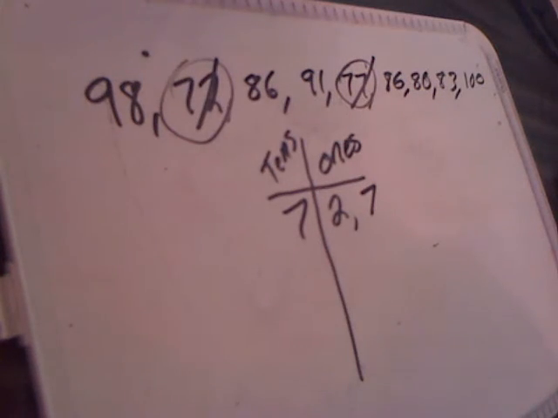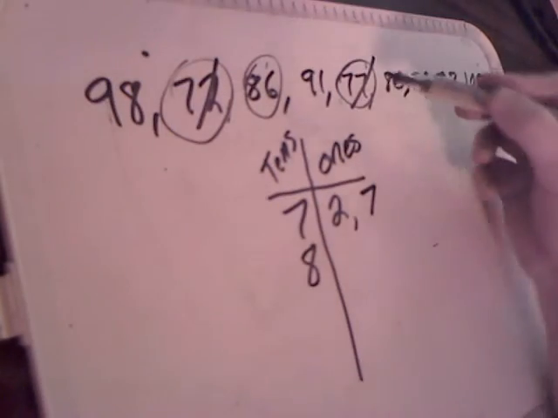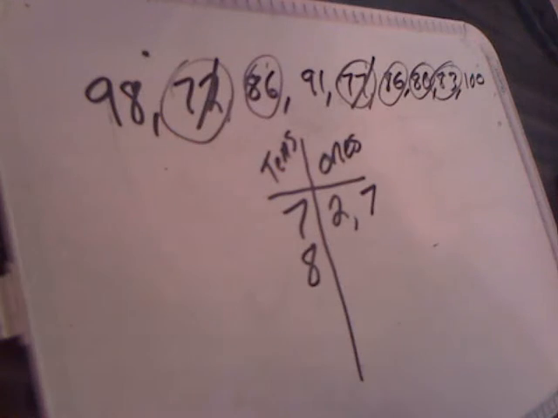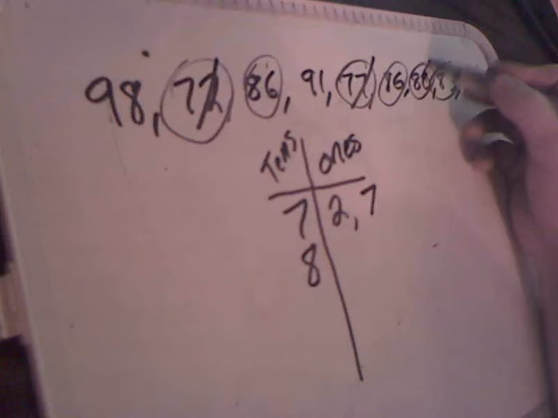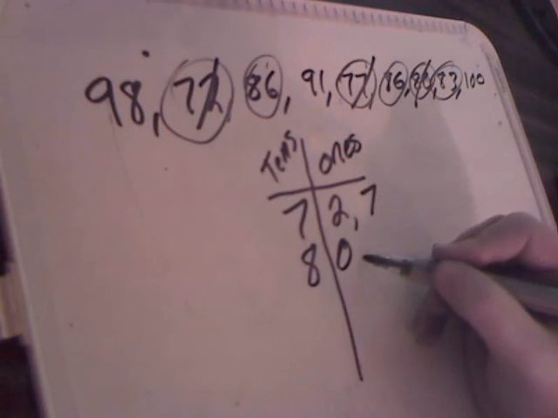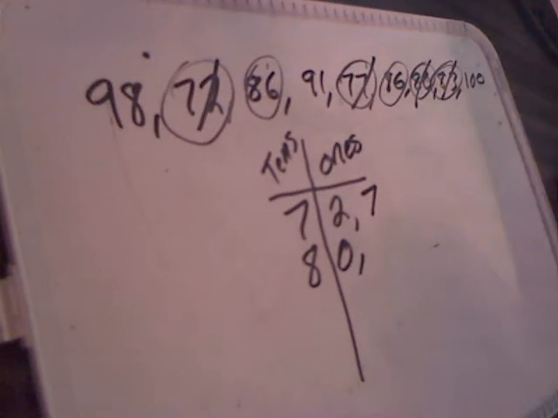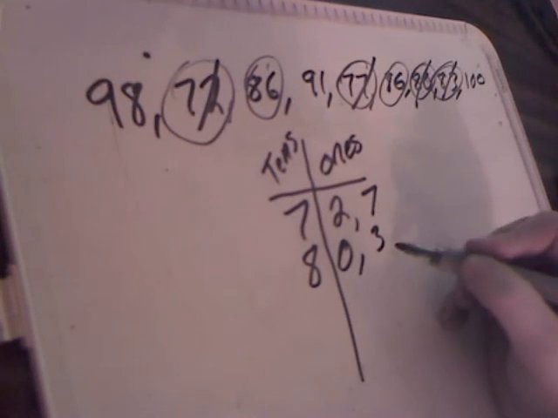Now let's move on to the 80s. Anything that begins with 8, we're going to circle. So we're going to put in the smallest number first. It does help to have these things in numerical order. 80 is the smallest number, so we're going to put a 0 there. That means 8 and 0. Next smallest number is 83. Rather than rewrite that 8, we're just going to put a 3 there.